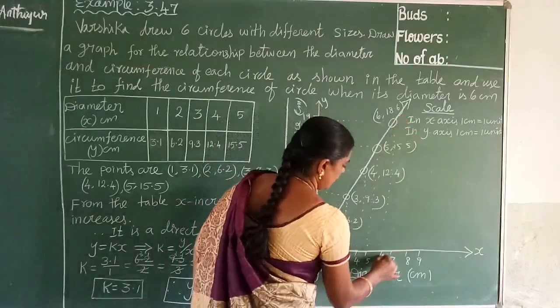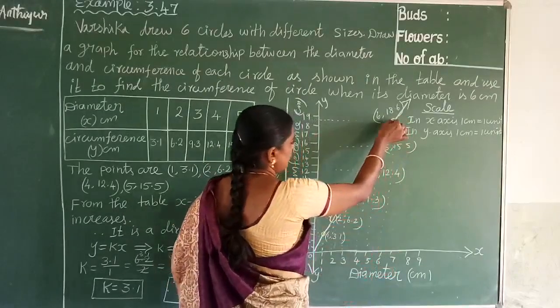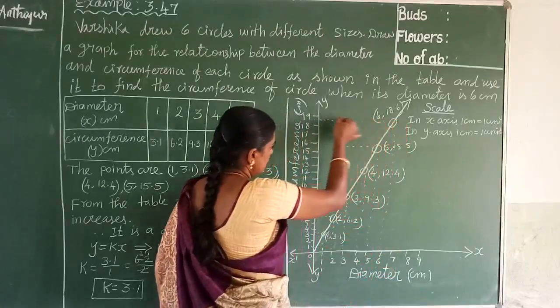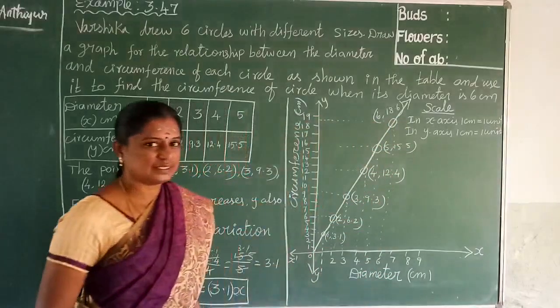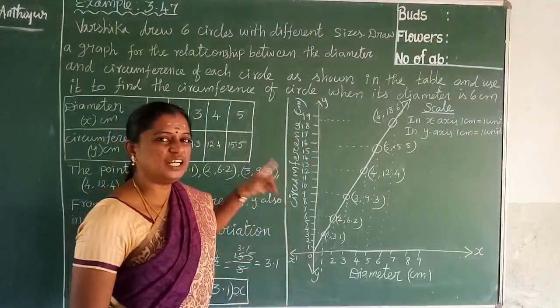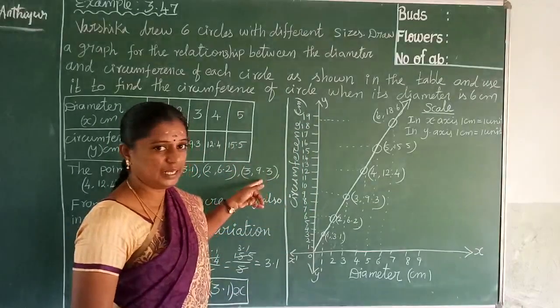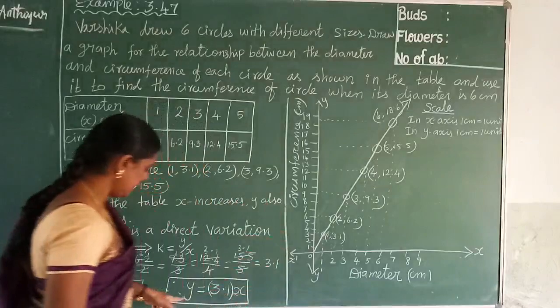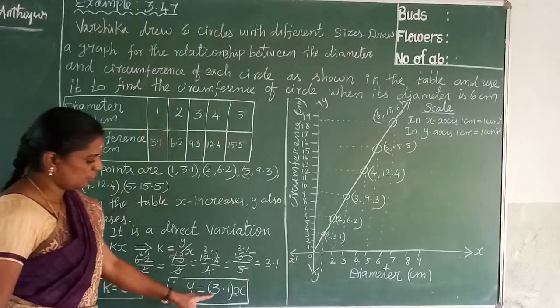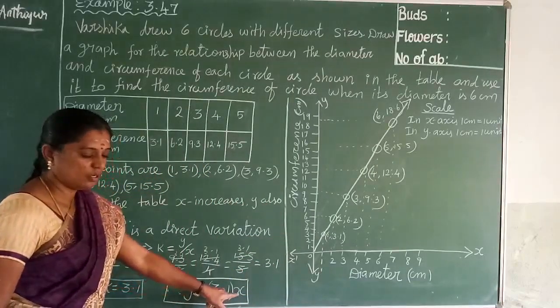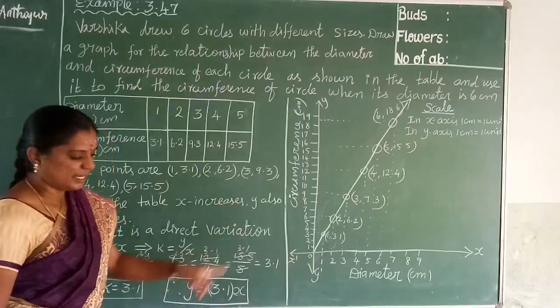Using the scale, mark 6 cm. In this line, what do we get on the y-axis? Using the scale, exactly mark it. Is it clear? Otherwise you can check it in the equation. Y equal to 3.1x is the equation, no? So you check whether our answer is correct or not.